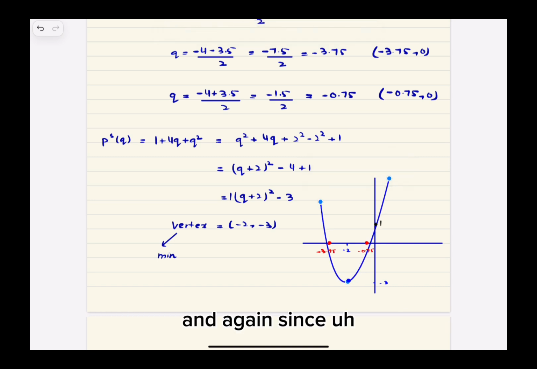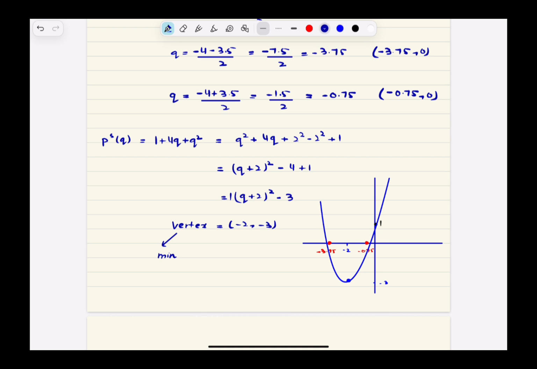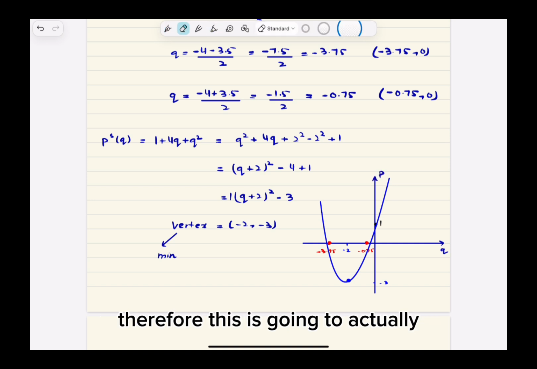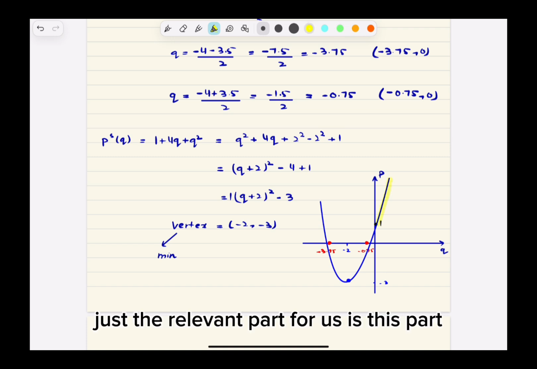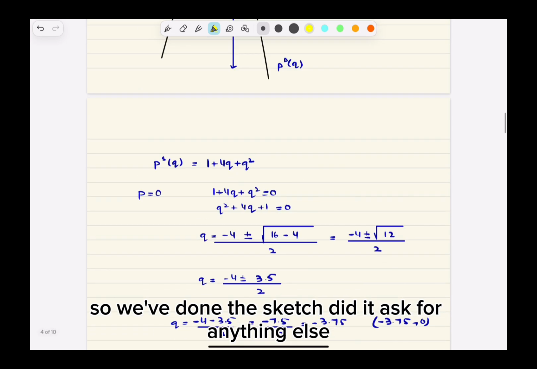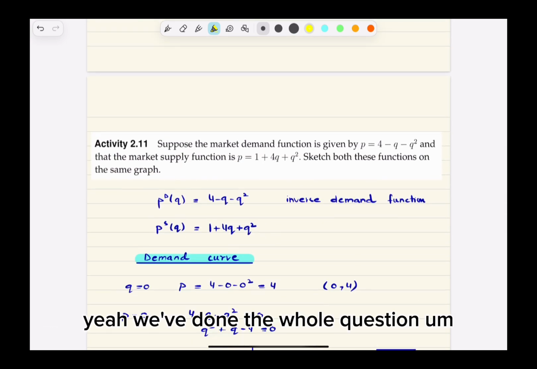And again, since we cannot sell negative quantities and we cannot have a negative price, the relevant part for us is just this part. So we've done the sketch. Did it ask for anything else? Yeah, we've done the whole question.